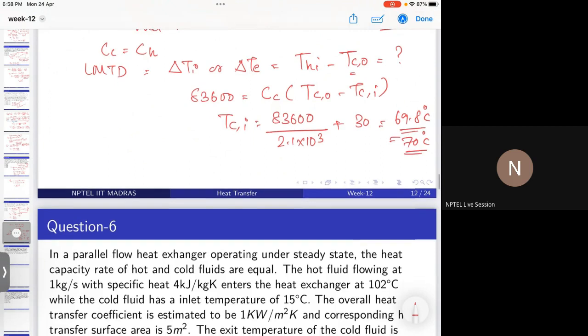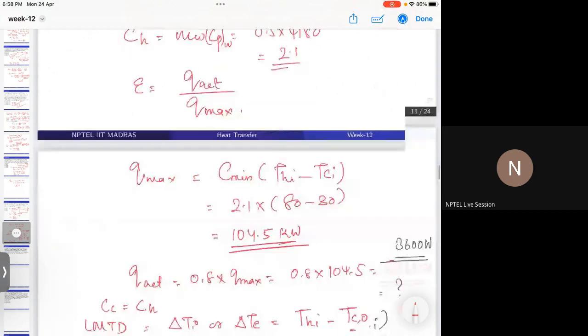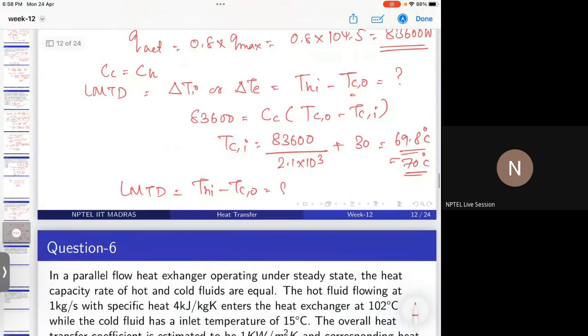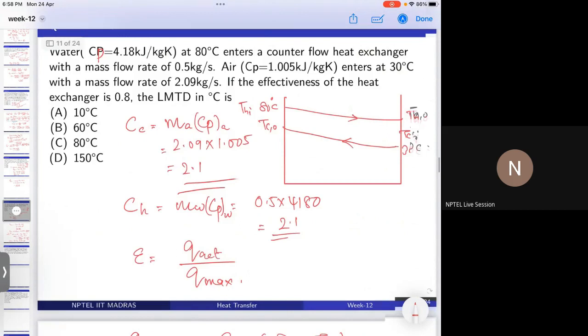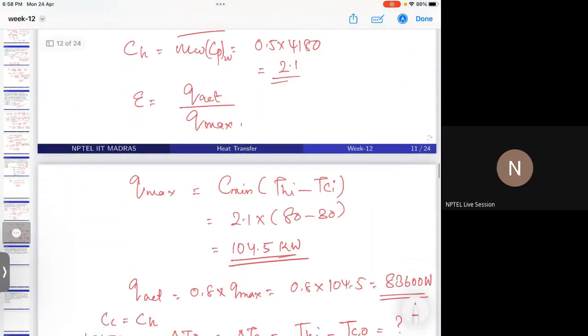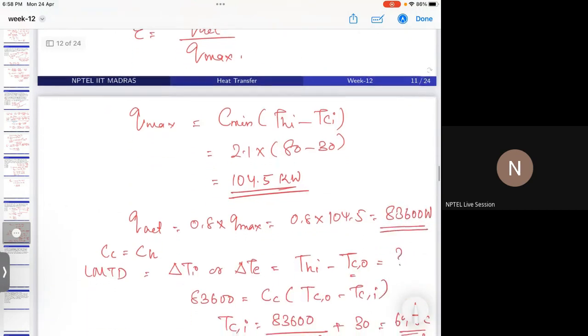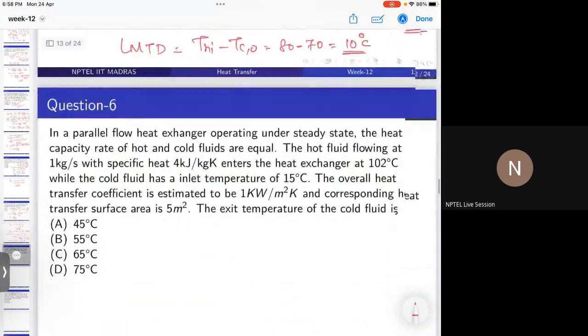Okay, so what is LMTD? Now we have got everything. That is Thi minus Tco, which is 80 minus 70, equal to 10 degrees. I hope this question is clear. Yes, sir.